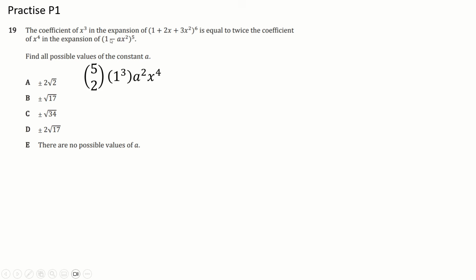The minus doesn't matter because I'm taking two of them anyway. 5 choose 2 is 5 factorial over 2 factorial, 3 factorial. 5 factorial and 3 factorial cancel down to 5 times 4. Divided by 2 is 10. So this is going to be 10a squared as the coefficient. The x to the 4 doesn't matter.